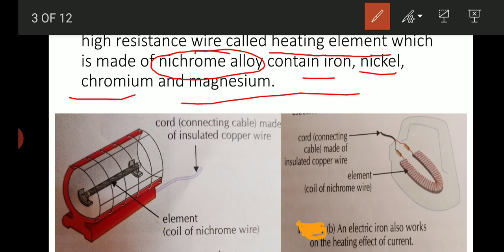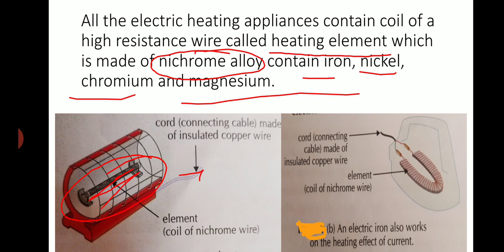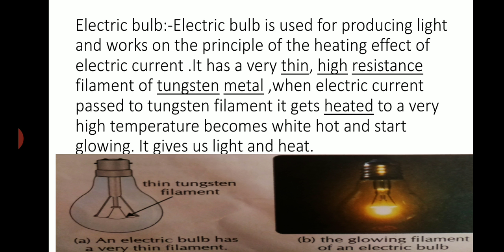You can see the diagram or a picture of a heater in which there is an element, a coil of nichrome wire. This is the coil of nichrome wire. A cord, also known as a connecting cable, is made of insulated copper wire. And when we plug in and current starts flowing through the wire, what will happen? This electric current gets converted into heat. It produces heat, and all the electric appliances contain a coil. This is known as the heating element.